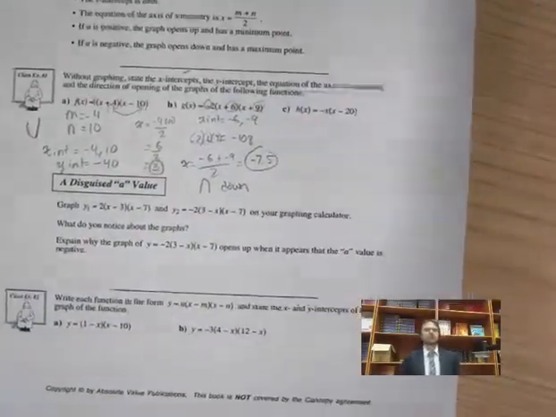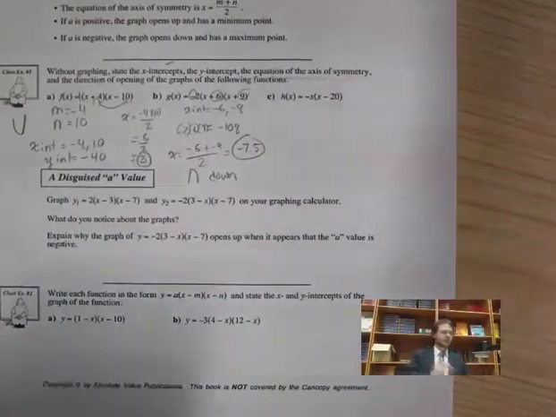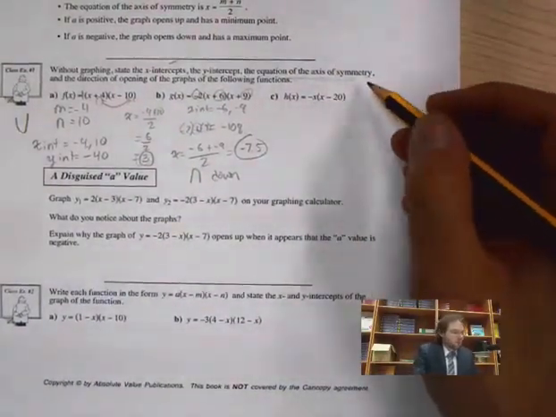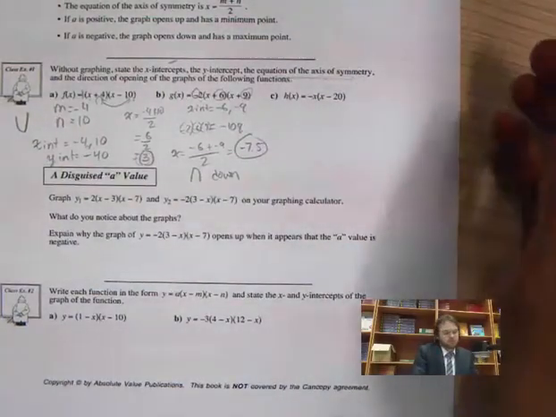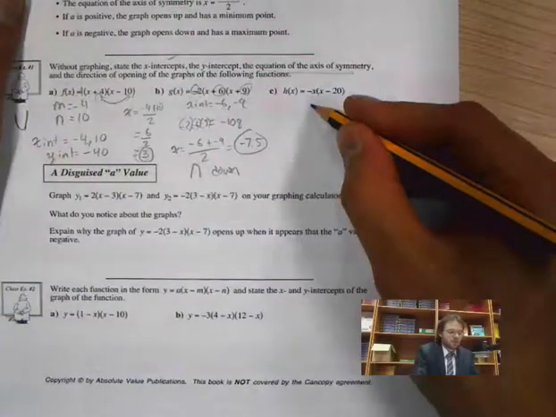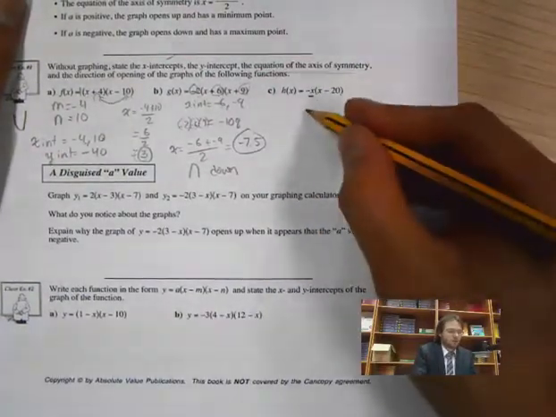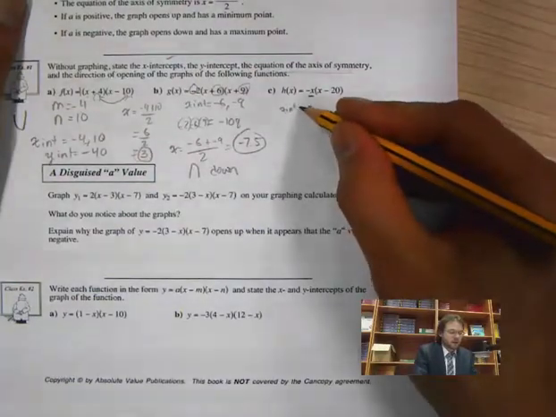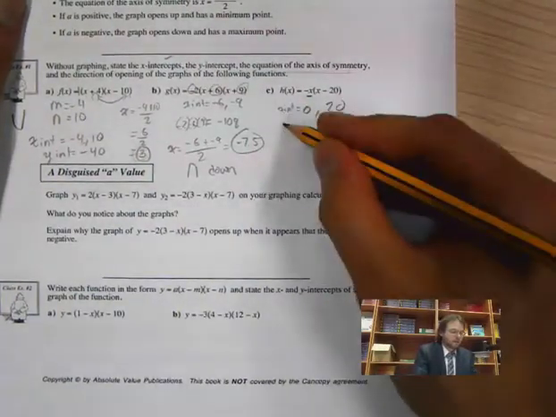Okay? So here we go. This one here. It says, first of all, what are my x-intercepts? Well, my x-intercepts are x minus 0, so 0, and 20. What is my y-intercept?